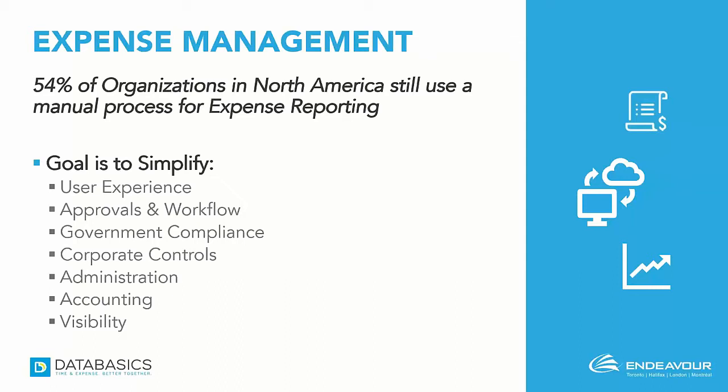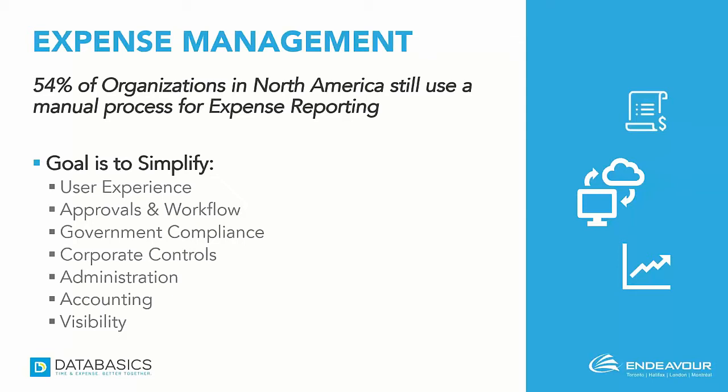The next part we're trying to simplify is approvals and workflows. How do we get an expense report, once completed by the user, to the appropriate individuals so that we can get it approved and work through the approval chain quickly, so that we can account for those expenses and then reimburse the employee?